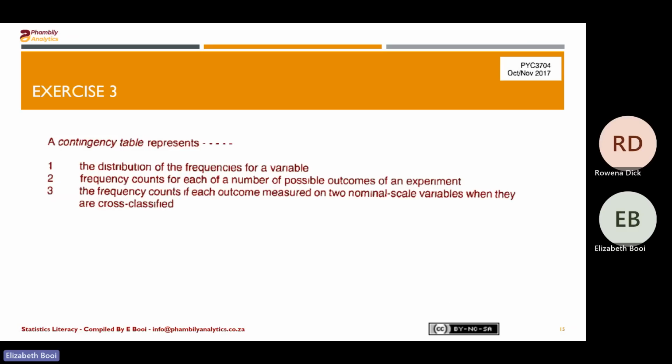A contingency table represents: 1, the distribution of the frequency for a variable; 2, the frequency count for each of a number of possible outcomes for an experiment; or 3, the frequency count of each outcome assumed on a nominal scale when variables are cross-classified. Which option? Is it 1, 2, or 3? And that will be option 3.